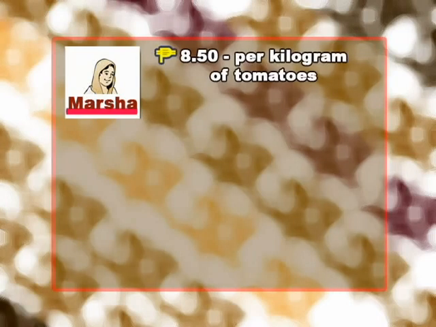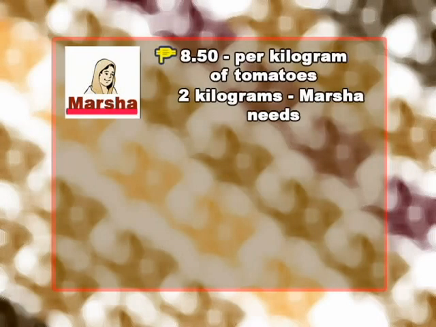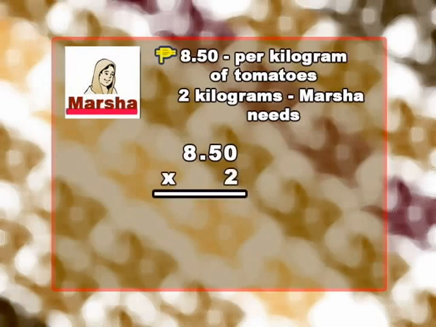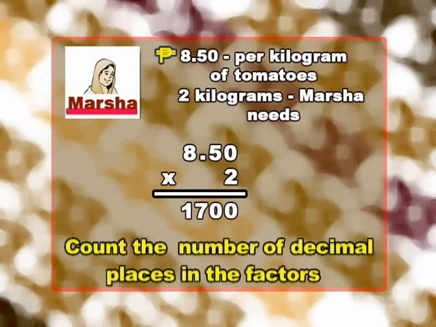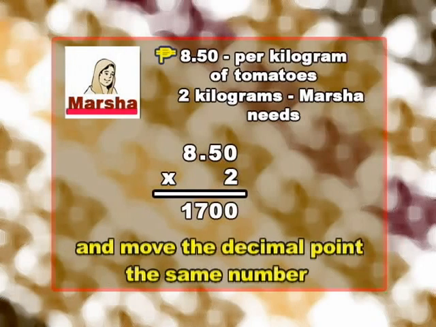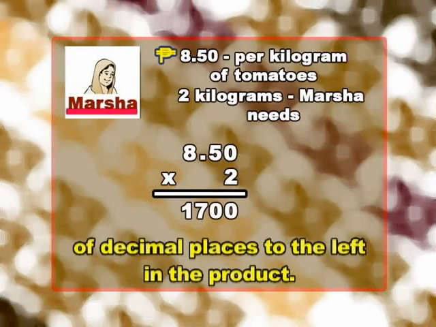We know that each kilo of tomatoes is 8 pesos and 50 centavos, and Marcia needed 2 kilos. Now, let's multiply these numbers. What about the decimal point? We simply count the number of decimal places in the factors and we move the decimal point the same number of decimal places to the left in the product.